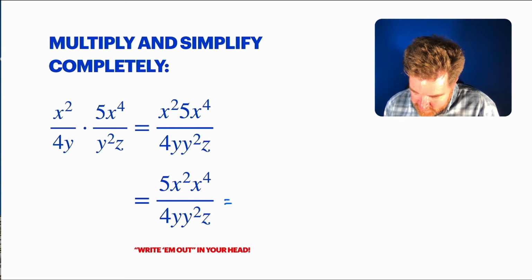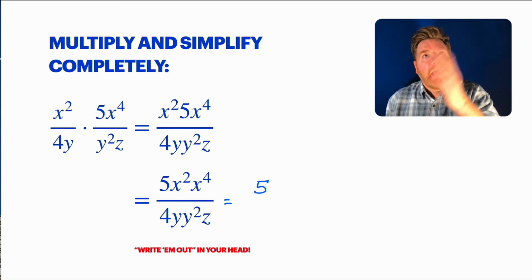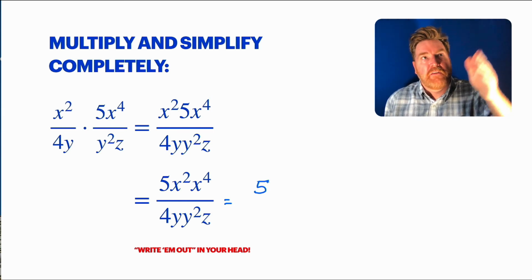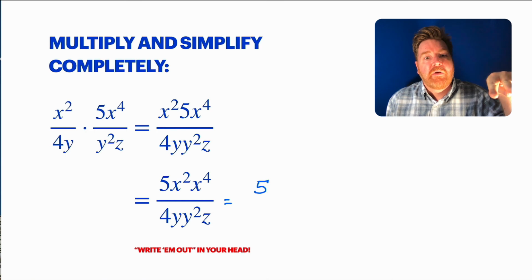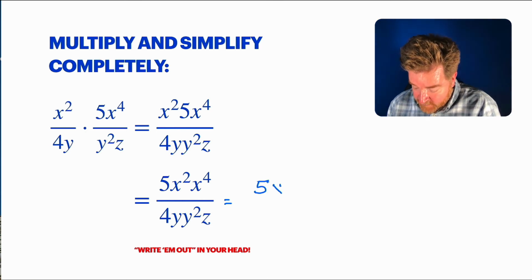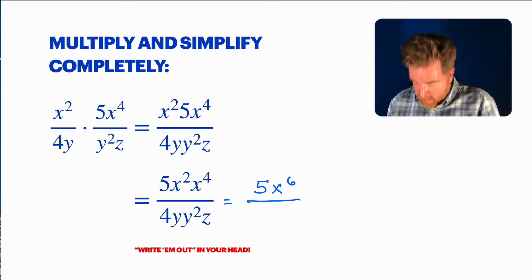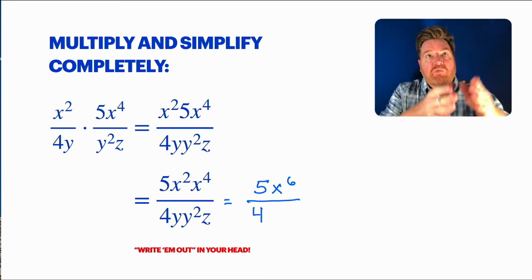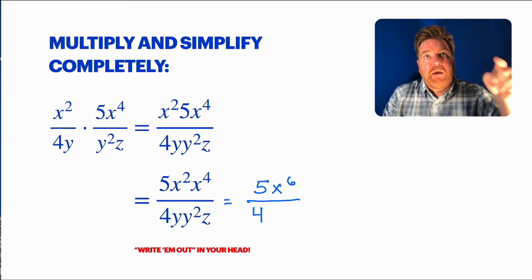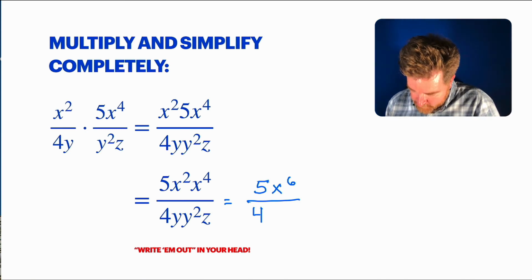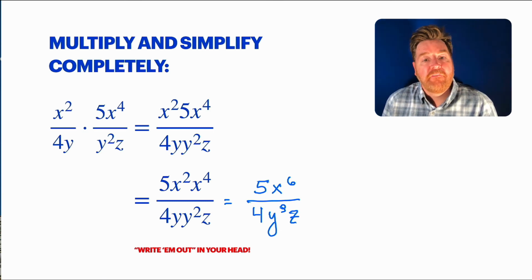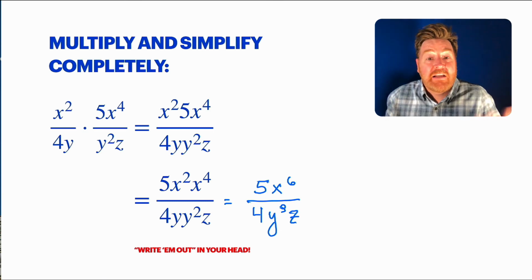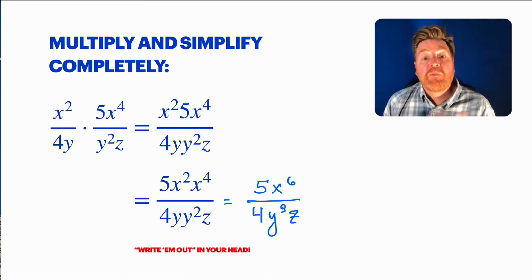So how about this? That's going to be 5. X squared, so 2 factors of x, and then 4 more. So 2 of them, 4 of them. That's a total of 6 factors of x. And in the bottom, we have 4y, that's 1y, times y squared, 2 more. So y, 3 factors of y. And then that z is all by himself, that factor. Okay, so the final answer is 5x to the 6th over 4y cubed z.